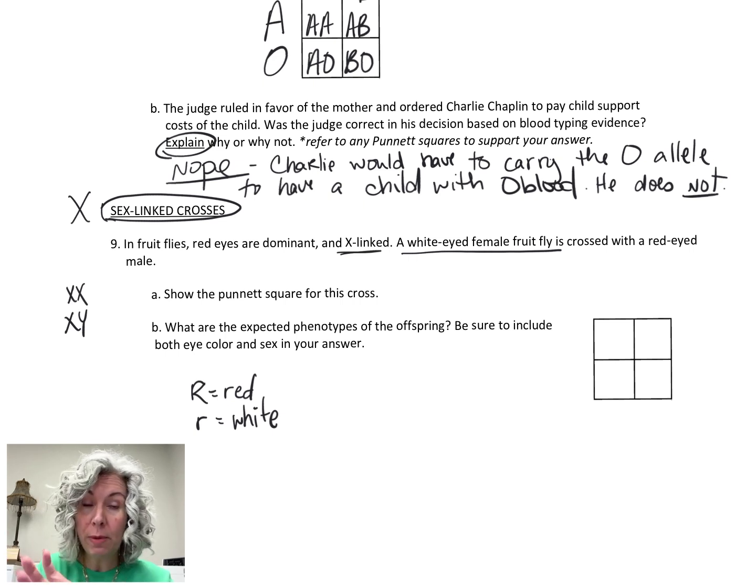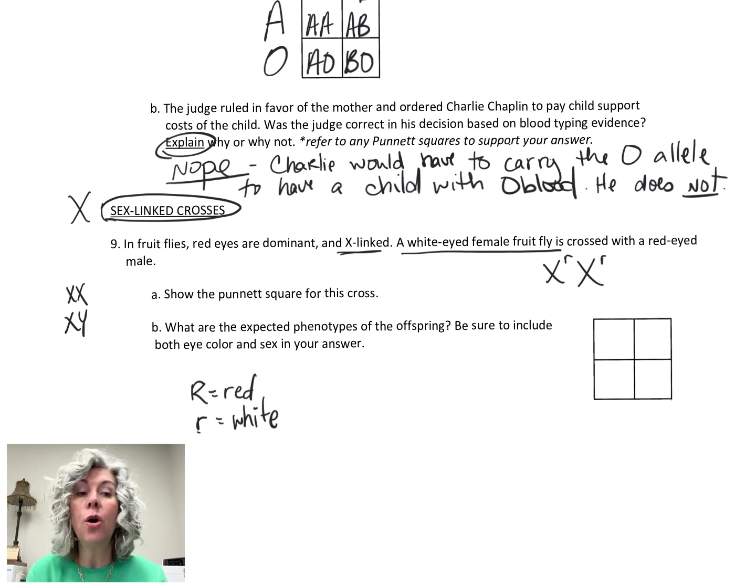I'm going to draw my parents here. If it's a female, it's an X and an X. And if it's white-eyed, it's got the lowercase r on it. So X little r, X little r. I'm writing them as superscripts on the X, so they're kind of up in the air on purpose. That is a white-eyed female.